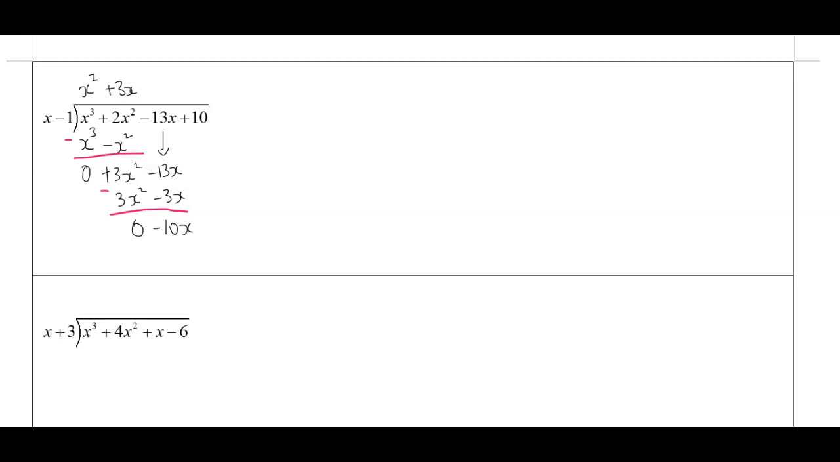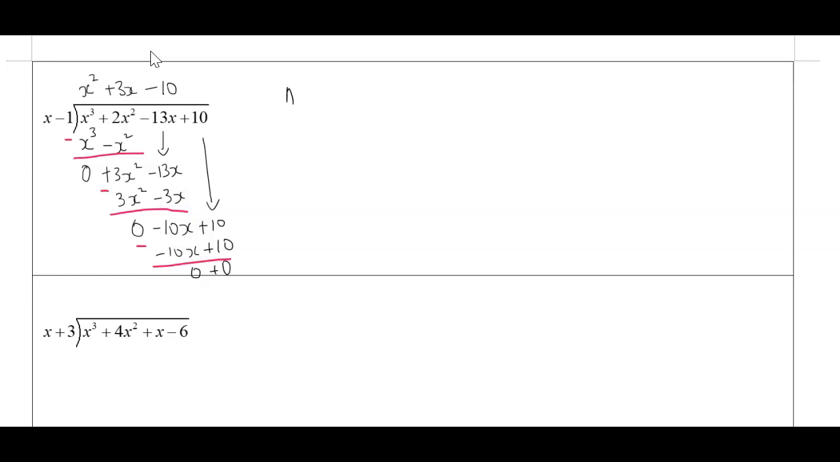So negative 10x divided by x gives us negative 10. And then we're going to multiply it through. So negative 10x plus 10. Bring that 10 down, so plus 10. And don't forget we're going to be subtracting, and we should end up with 0 on this sheet. I've created them all so you get a remainder of 0. So negative 10 plus 10 is 0, 10 minus 10 is 0. So we've got a remainder of 0.